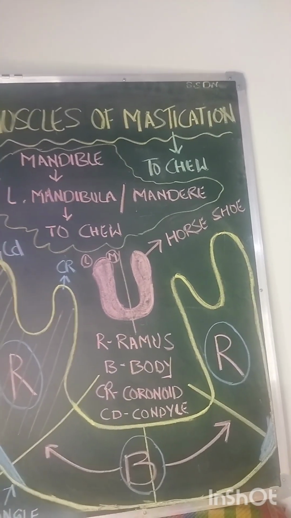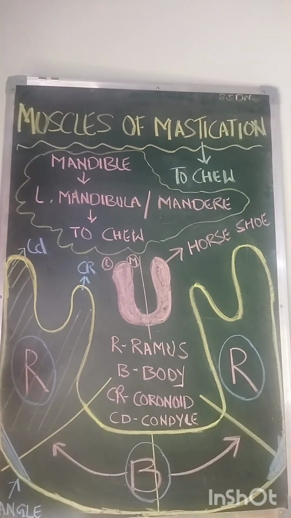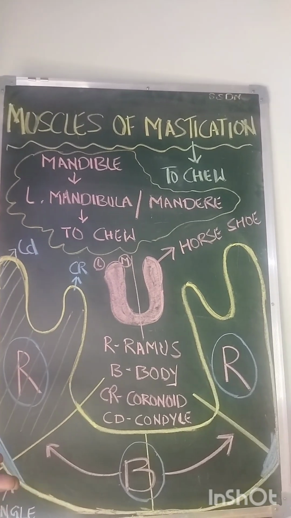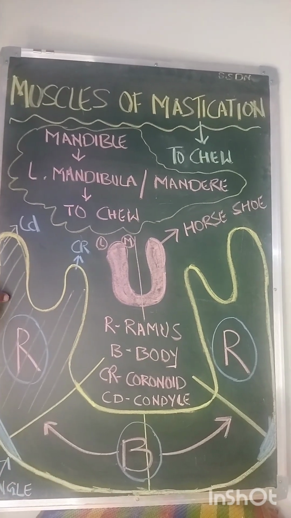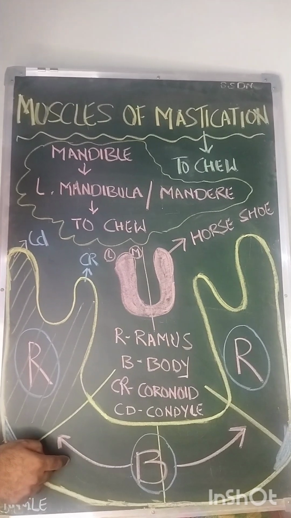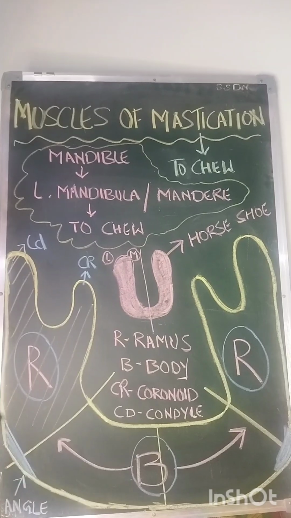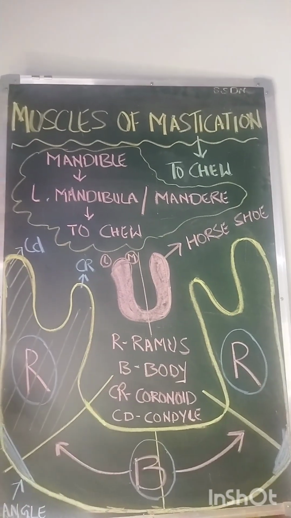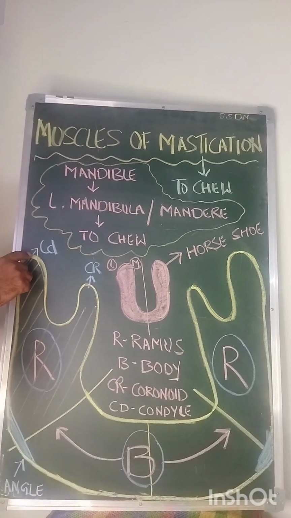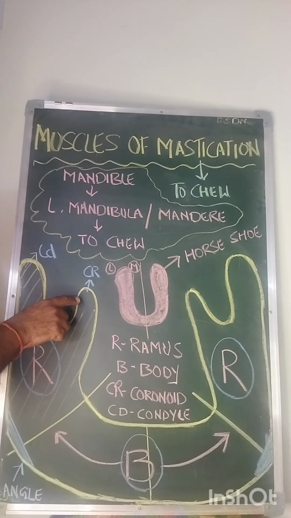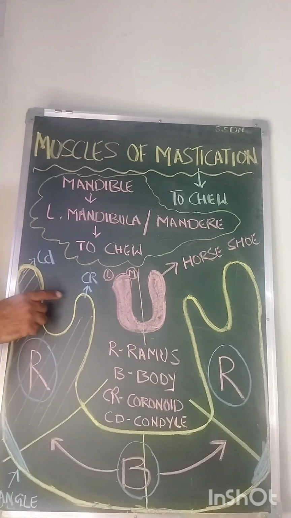Then we have a ramus. Singular is ramus, plural is rami. Ramus means projection, extension, segment. So the segment or extension or projection of the body of the mandible is the ramus. The area or junction where body and ramus meet is known as angle, the gonial angle. Angle means where two points or two lines meet but never in a straight line, at an angle. Ramus has a condyle and also a coronoid process. So ramus is the part of the mandible which has a condyle and a coronoid process.